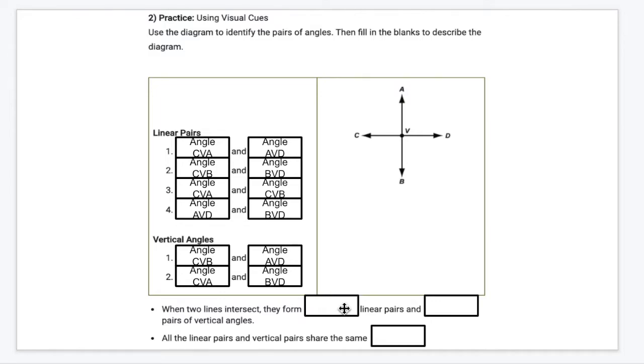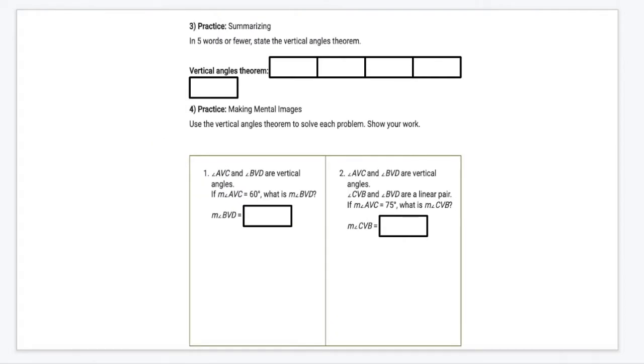So whenever we have two lines intersect, they form four linear pairs and two pairs of vertical angles. And then all the linear pairs and vertical angles share the same vertex. So they all have a common vertex V. The only difference is that for linear pairs, they also share a common ray, and for vertical angles, they do not share a common ray.